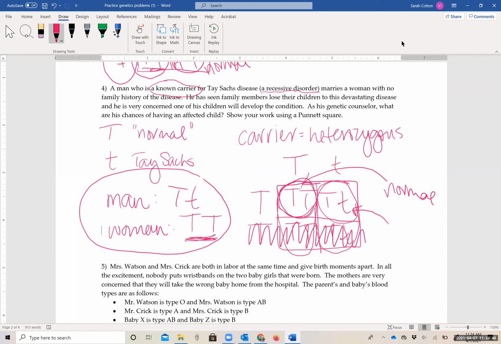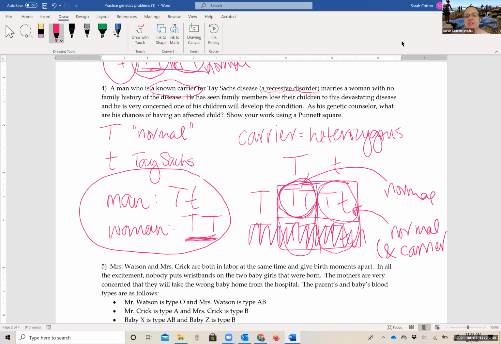Actually, no. It might be normal too. Would be the same as the dad, normal being a known carrier. Yeah. Perfect. Good job, you guys. Right? Exactly. So their phenotype is normal, right?